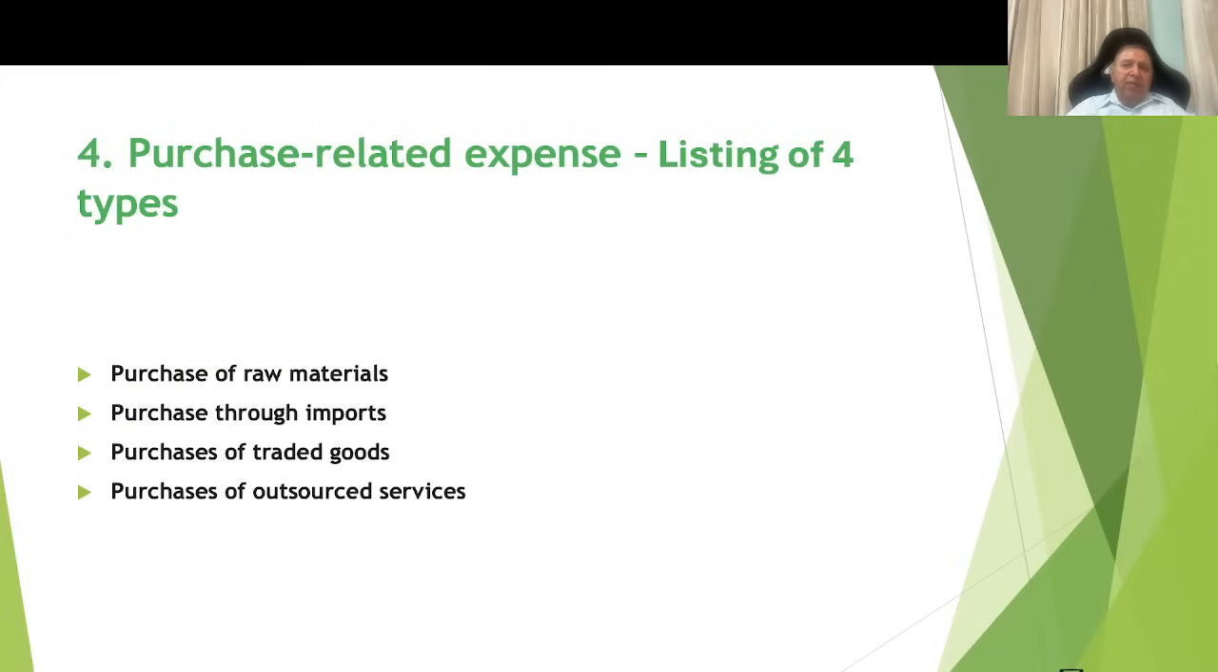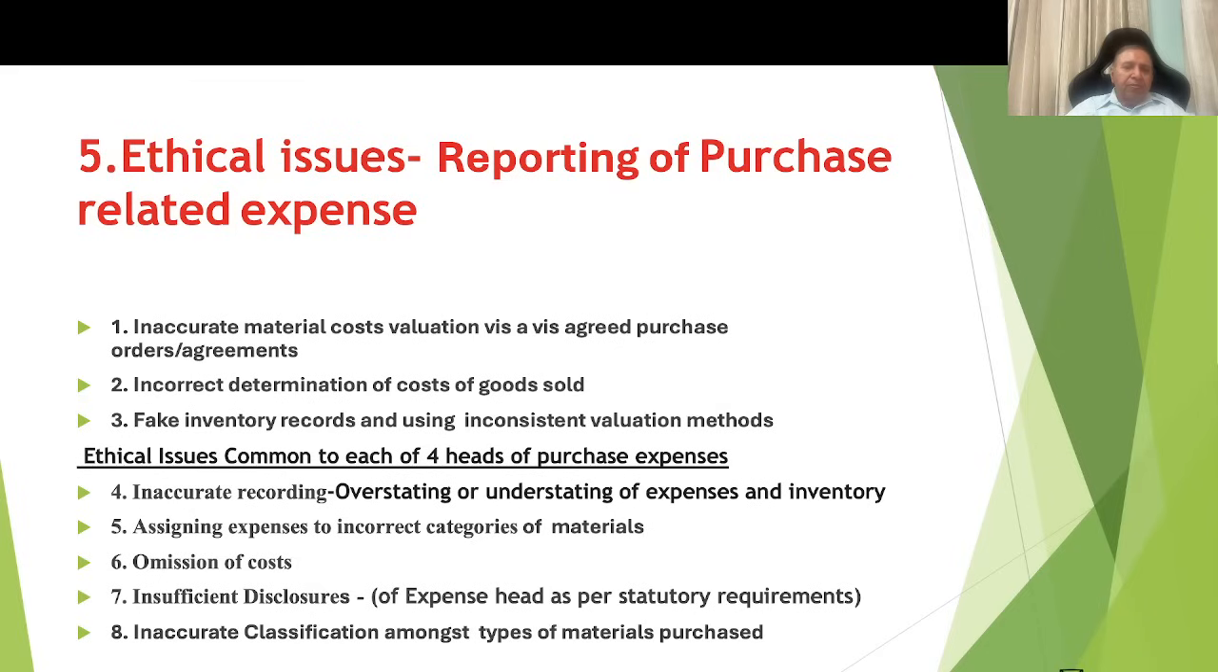Now purchase related expenses, there are 4 types which are incorporated here. One is the purchase of raw materials, purchase through imports, purchase through traded goods, and purchase of outsourced services. Ethical issues are, number 1, inaccurate material cost valuation vis-a-vis agreed purchase orders and agreements. Number 2 is incorrect determination of the cost of goods sold. Number 3 is fake inventory records and using inconsistent valuation methods.